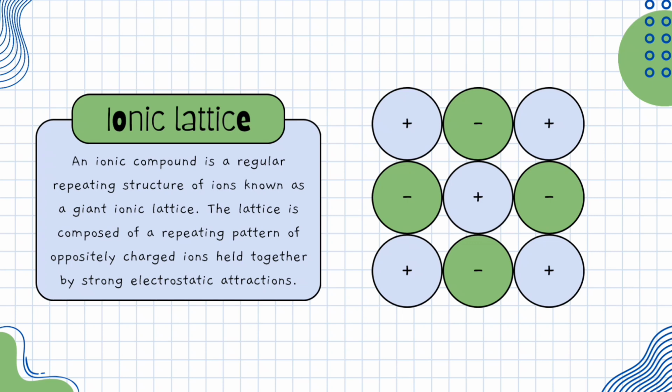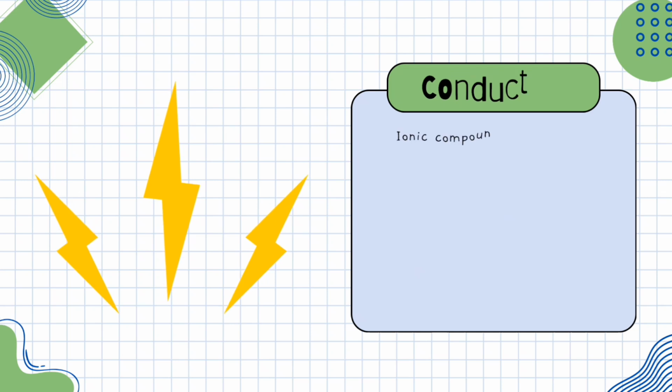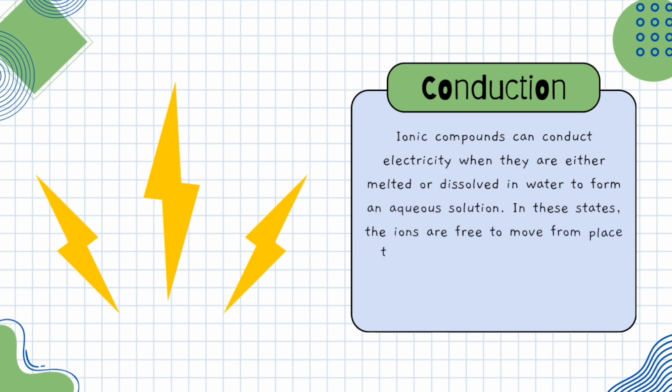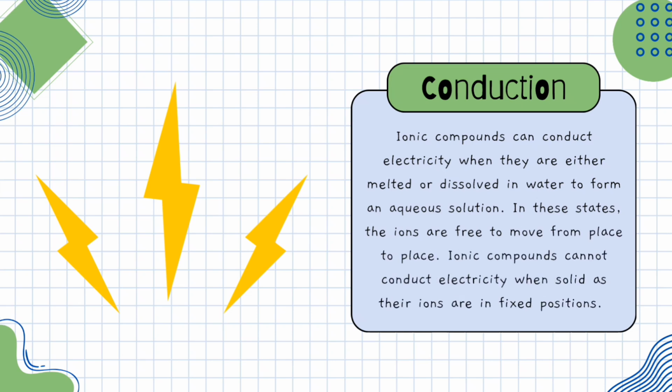Now we will study the conduction of ionic compounds. Ionic compounds can conduct electricity when they are either melted or dissolved in water to form an aqueous solution. In these states, the ions are free to move from place to place. Ionic compounds cannot conduct electricity when solid, as their ions are in fixed positions.